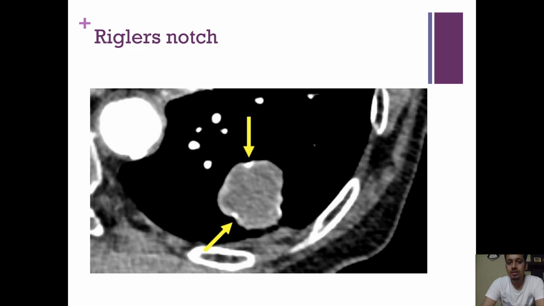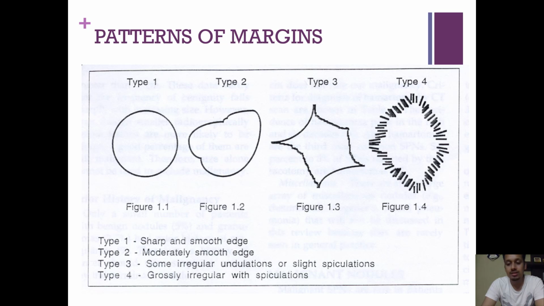So this is a Rigler's notch. There is a notch in the lung lesion of the solitary pulmonary nodule, and this is called the Rigler's notch, and it is suggestive of a malignancy. When the margins are regular and rounded, it is less likely to be a malignancy, and as it becomes more spiculated, the chances of the solitary pulmonary nodule being a malignancy are high.